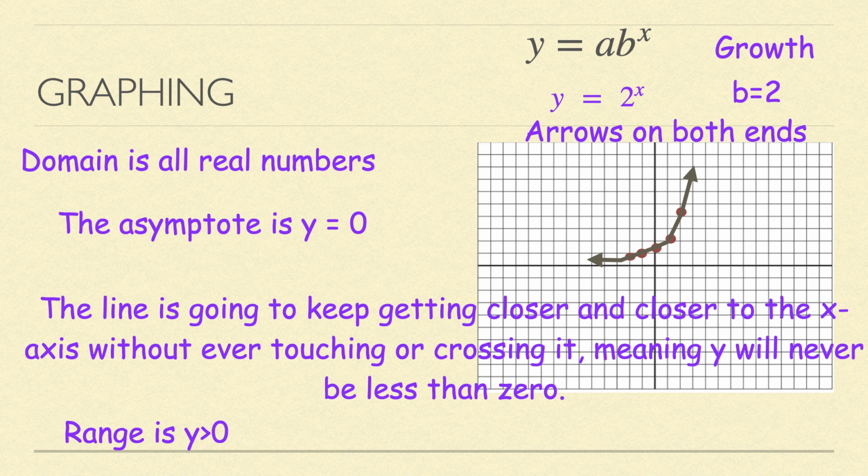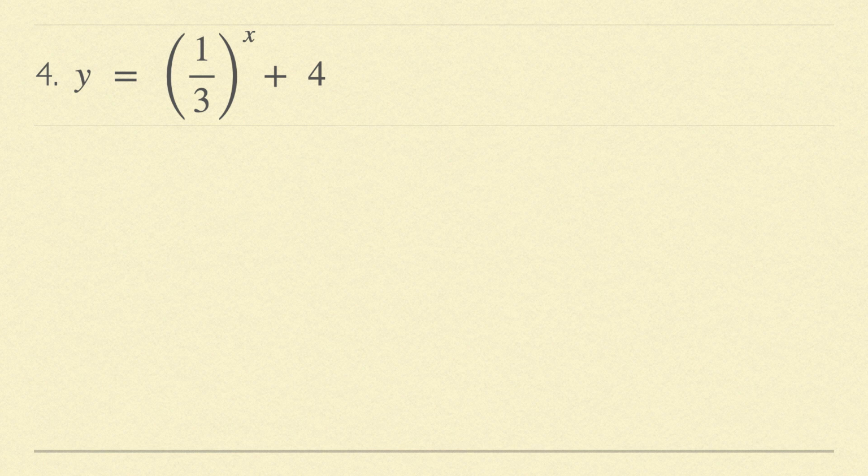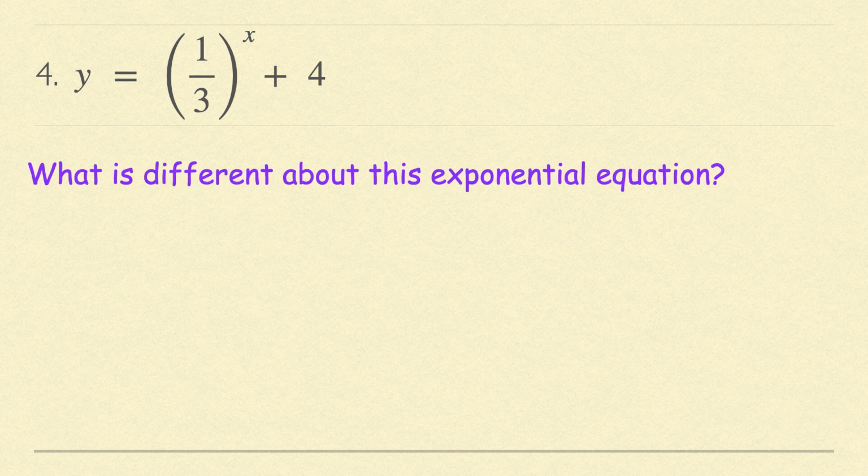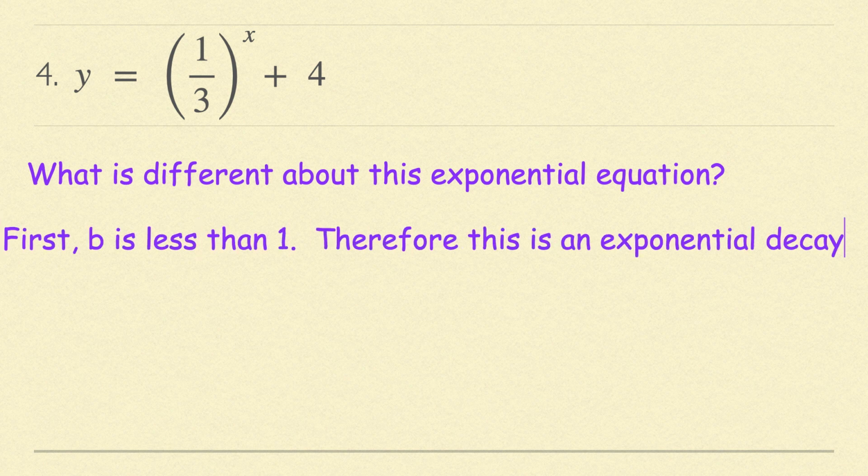Let's do another problem. Let's look at problem number 4. Problem number 4 looks like this: y is equal to 1/3 raised to the x power plus 4. What do you notice different about this particular problem? Well, there's a couple things. First of all, my b is less than 1. That means that it's going to be an exponential decay. I don't have to graph it to know that. I know that the b is less than 1.